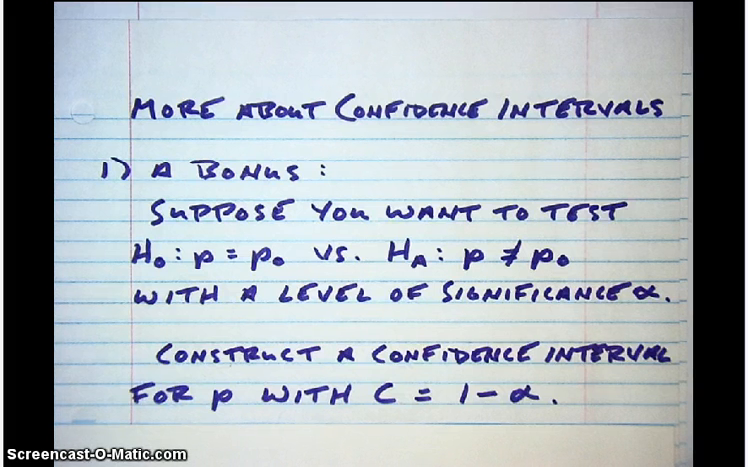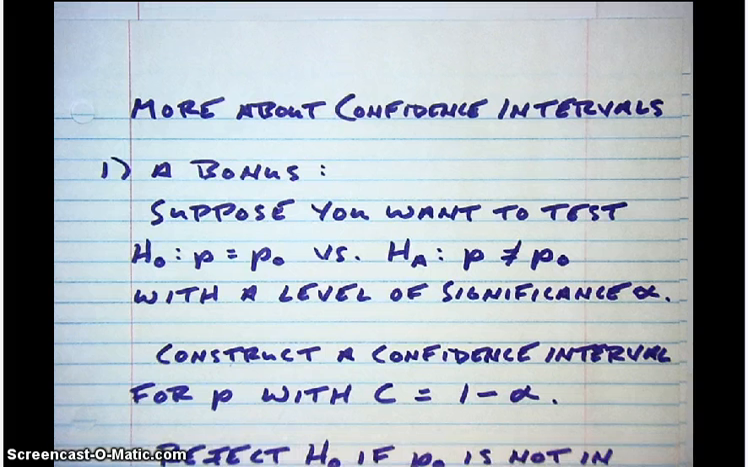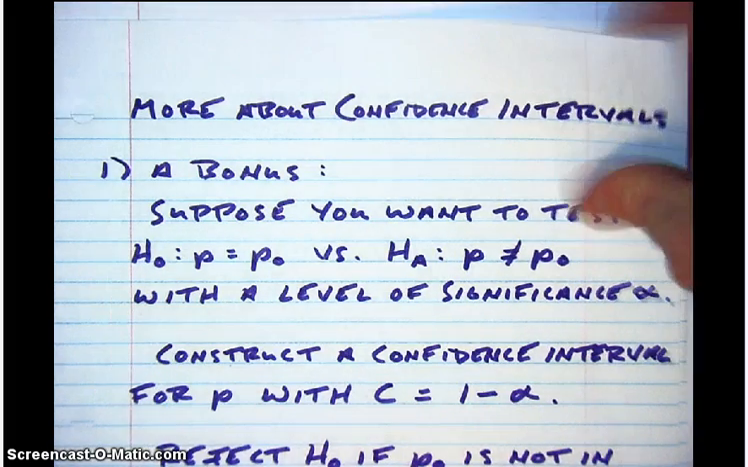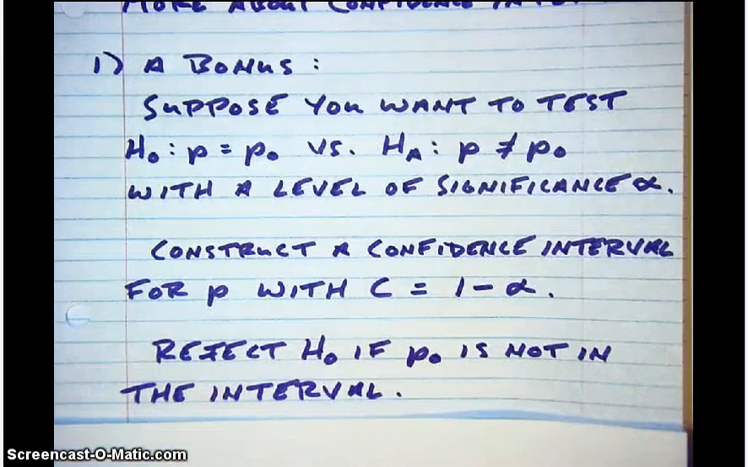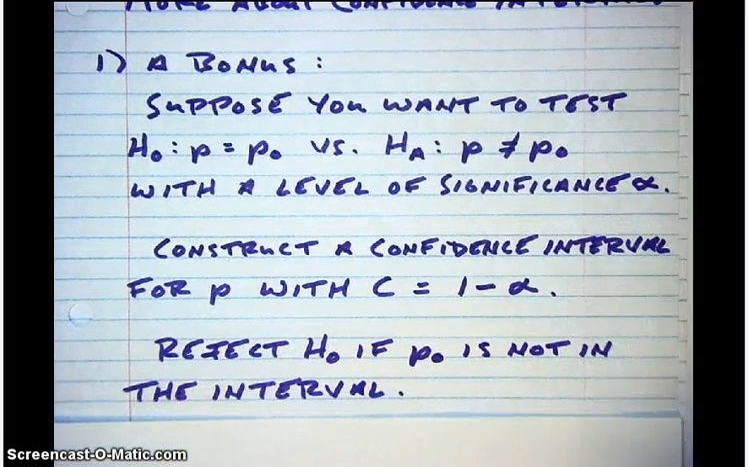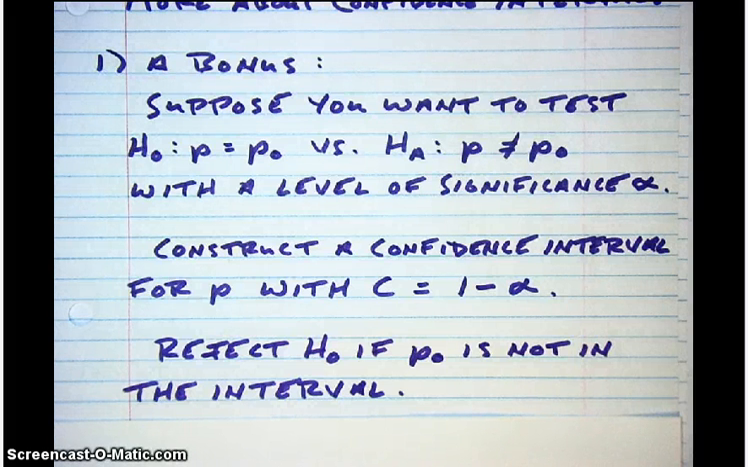Now, in a lot of situations, you might already have a confidence interval that's been calculated, and it would just be a little bit of extra work to do this test and make your decision. Here's how you make the decision. Reject the null hypothesis if the null hypothesis value p naught is not in the interval. That's all you have to do. It's very easy. And if you already have the interval made, then this could save you a lot of time. It's a little extra bonus that the confidence interval gives you.